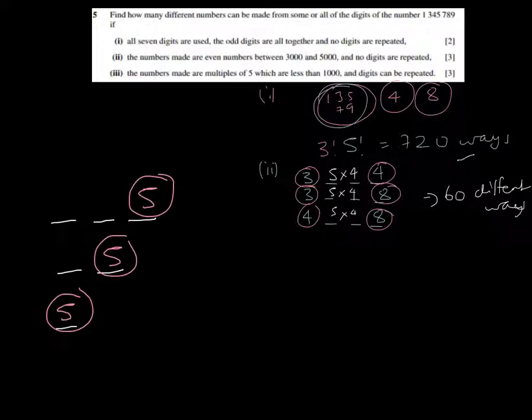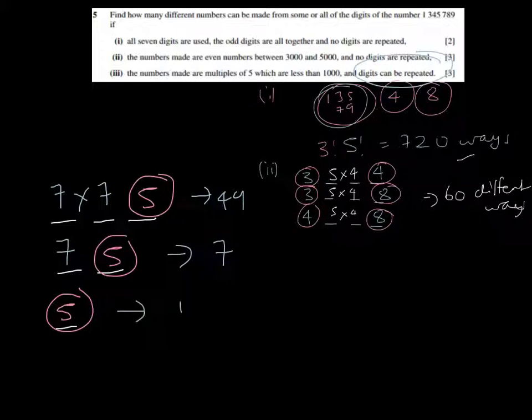And the key thing here is now we can repeat digits, which means we've always got 7 to choose from every single time we're placing a digit into one of those spaces. So for example here, that's going to be 7 times 7, because I can put 7 digits in the first spot, another 7 digits in the second spot. Then here that's going to be another 7 ways. And there's only one 1-digit number that's a multiple of 5, which is 5. Okay, so that's going to be 49 ways for that one, 7 ways for that one, and 1 way for that one. So when you add that all up, you're going to get, for part 3, 57 ways.